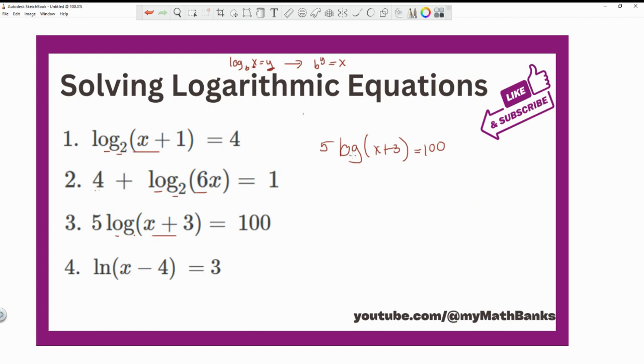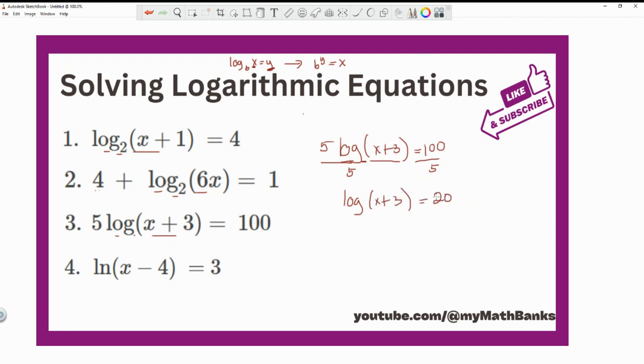Now this is your log, the base is hidden, and x + 3 is your argument. So which one does not belong? You have the 5, so that's 5 times log. To undo that times, you do the opposite, which is divide. So now you have log(x + 3) = 20.